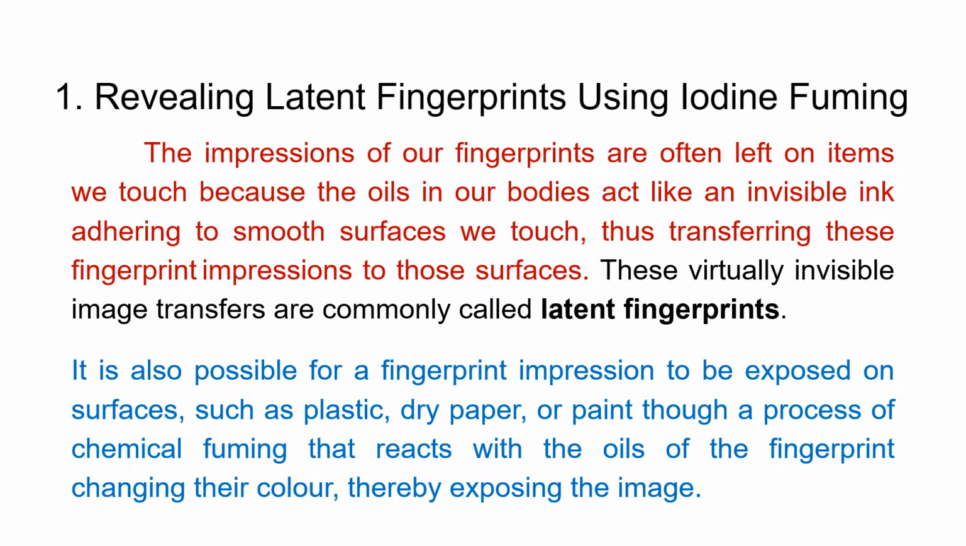Now it is possible for a fingerprint impression to be exposed on surfaces such as plastic, dry paper or paint through a process of chemical fuming that reacts with the oils of the fingerprint, changing their color, thereby exposing the image. So we are going to see how to use this iodine fuming to reveal the fingerprints of an unknown person. If he touches an object, we can find out the person who has touched the object. Okay, let us move to the practical.